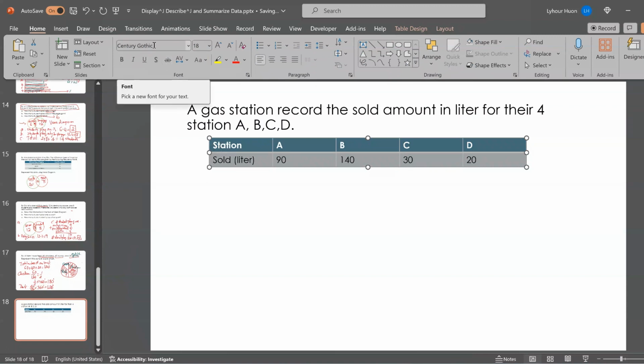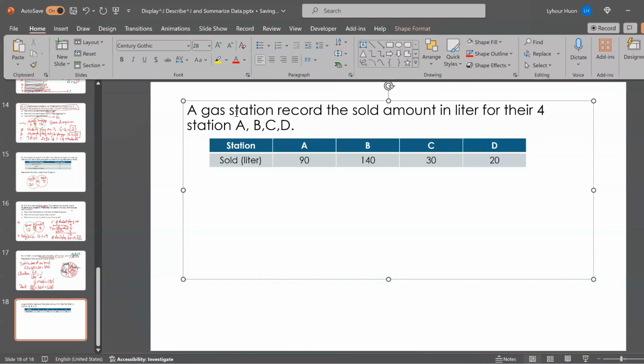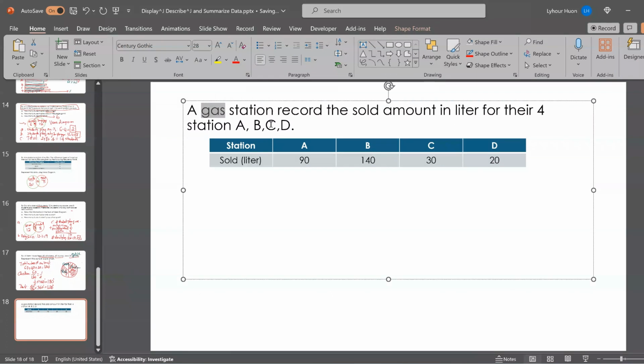Actually, I like this font better than the other. That's why I always shift to this font. You see, this font and the other font seem a little bit easier to look at. For me personally, Century Gothic is the font. It makes the alphabet look a little bit soft and easy to look at, rather than the other. Yeah, I like this one.